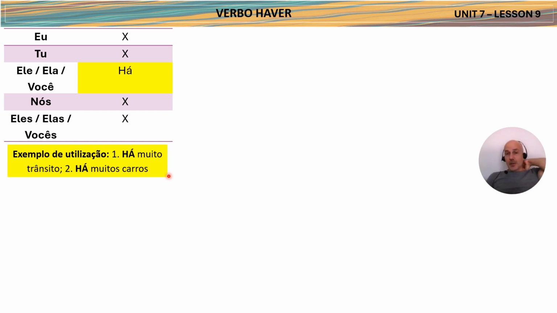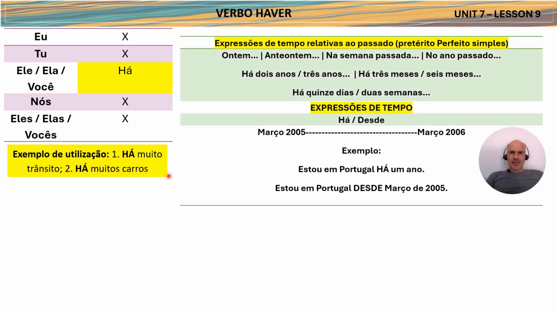However, sometimes we also use this same word há as a time expression. And I'm going to explain to you how we use this há as a time expression in a second. But let's start with this table here. And we have here expressões de tempo relativas ao passado. So time expressions that are connected with the past, with the simple past.